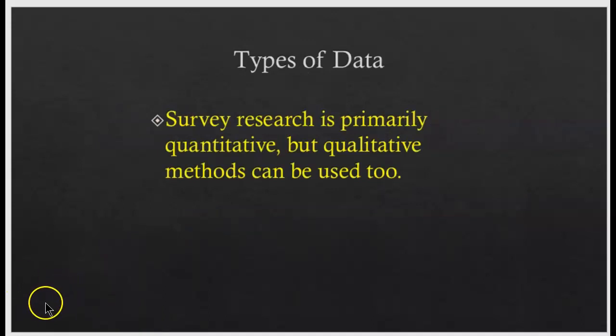Survey research is, as I said, primarily quantitative, but qualitative methods can be used. But again, it's typically not. Typically, the information collected in a survey is quantitative information. And if you add qualitative, then you're typically moving into the questionnaire range.